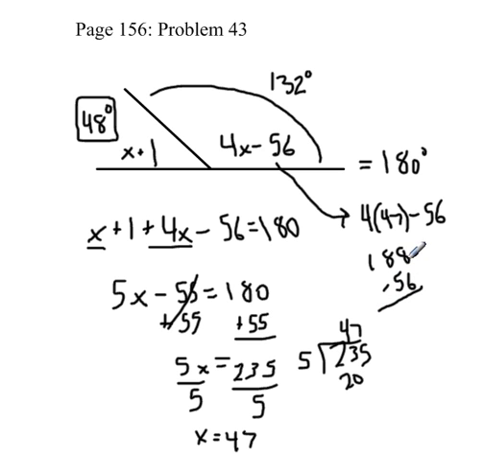Let's see if we get 132. 8 minus 6 is 2. 18 minus 5 is 13. So that does check. And you've checked your work at the same time. So 48 and 132 are your two angles.